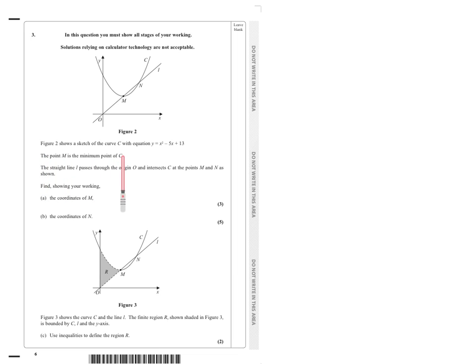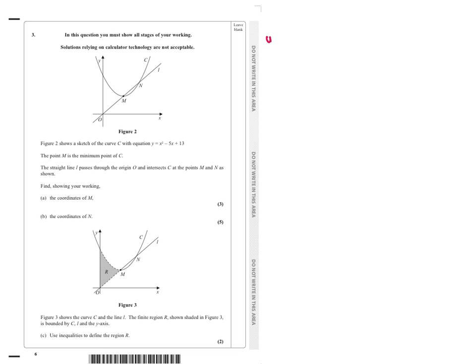Okay, first thing we should be thinking, how do we find a minimum point of the curve? Complete the square. Okay, everyone should know that. The straight line passes through the origin and intersects C at the points M and N as shown. Part A, the coordinates of M. Okay, so we need to find the coordinates of M. So we need to find the coordinates of the minimum point. So what am I going to do? I'm going to complete the square.